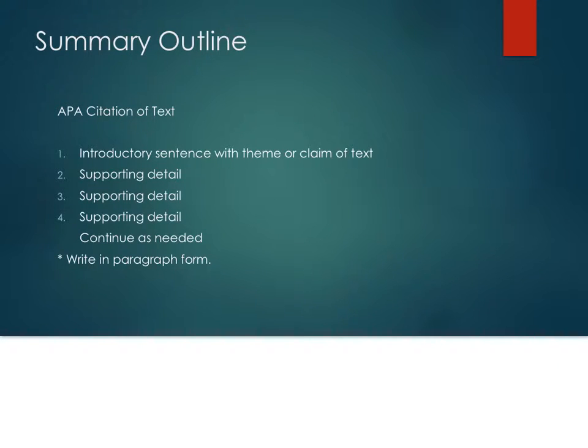So this is just a basic outline of how a proficient summary should look. I should start with the APA citation of the text, and then in paragraph form, I'm going to see an introductory sentence with the theme or claim of the text, and then as many supporting details as necessary to get the key ideas of the text. If we're talking a novel, that might be a supporting detail per chapter. If we're talking a poem, it might be a supporting detail per stanza. But again, the key with a summary is that you're shortening the text. You do not need to get every single detail. Look to combine where you can.